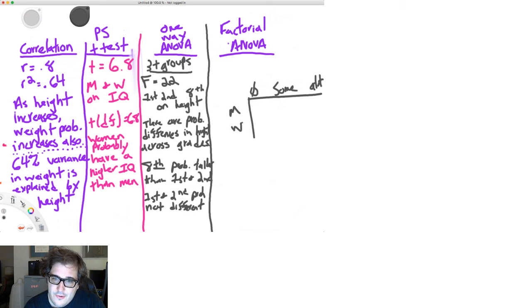And so in your factorial ANOVA, if this is significant, so like for F value, your F test for this was significant, you would explain it like this. If this was significant, you would explain it like that.